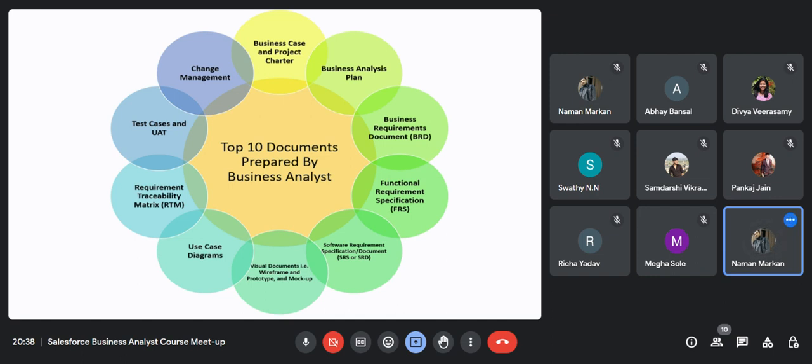Okay, so first we have a business case, and we have a project charter which is created before initiation of the project. Then we have the analysis plan which is carried out during the analysis of your project life cycle. Then we have documentation related to the business requirements, which is done with the help of various people involved during the project analysis phase.